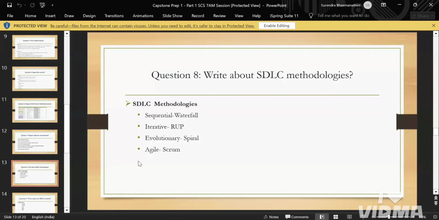Next question is about SDLC methodologies. SDLC is nothing but software development life cycle. In the software development life cycle, we have a few methodologies: sequential, iterative, evolutionary, and agile. You need to write down what sequential methodology is, what iterative methodology is, what evolutionary methodology is, and what agile methodology is. You need to write down these methodologies in your Word document.